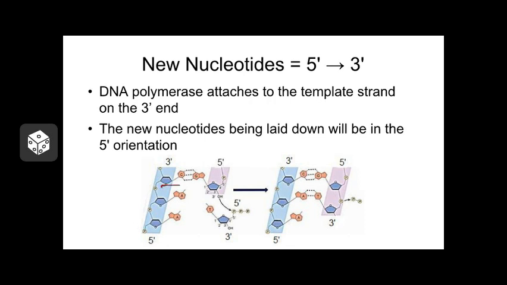Take a look at this pair right here. This is the 3' side of this nucleotide. Straight across from it, the nucleotide that's bound to it is in the 5' orientation. Here the enzyme is adding another nucleotide, and you can see it's in that same 5' orientation. So while the enzyme runs in the 3' to 5' direction on the old strand, it's building the new strand in the 5' to 3' direction.